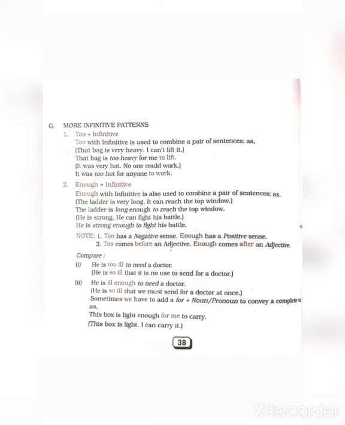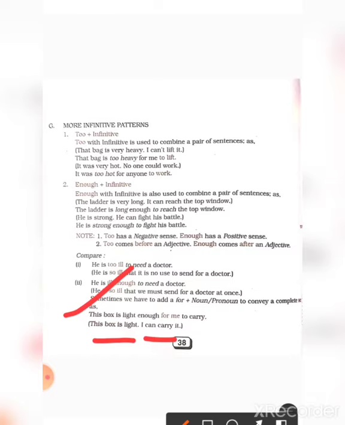Now look at another sentence. This box is light enough for me to carry. How will you write this as two different sentences? This box is light and I can carry it. These are the two sentences. When you have to join the two sentences, you have to write: the box is light enough for me to carry. Okay.